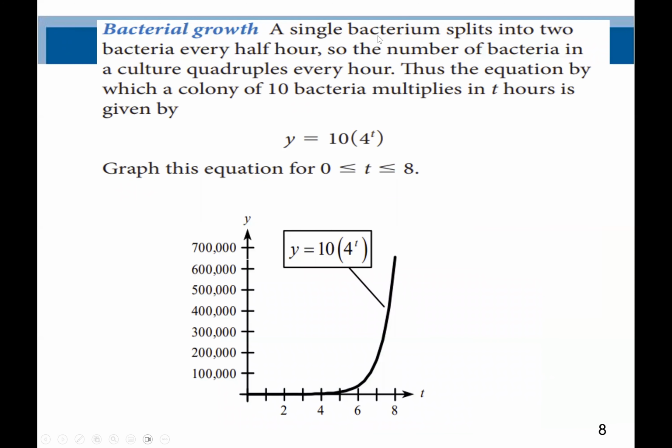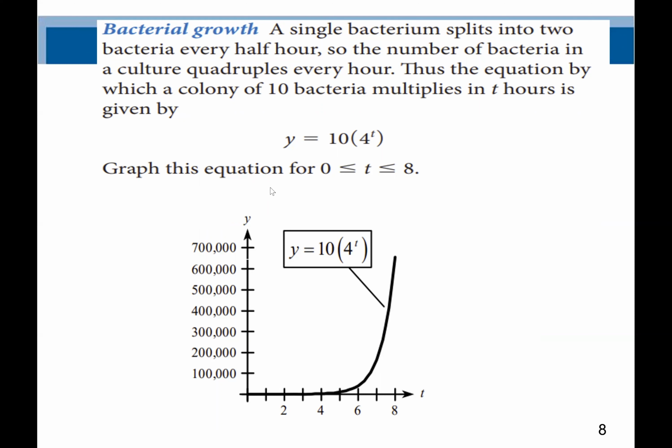Now here we have an example, a bacterial growth. A single bacterium splits into 2 bacteria every half hour. So the number of bacteria in a culture quadruples every hour. Thus, the equation by which a colony of 10 bacteria multiplies in t hours is given by y equals 10 times 4 to the power t. So this will be, again, an exponential growth function. The c value is greater than 0, and also a is greater than 1.